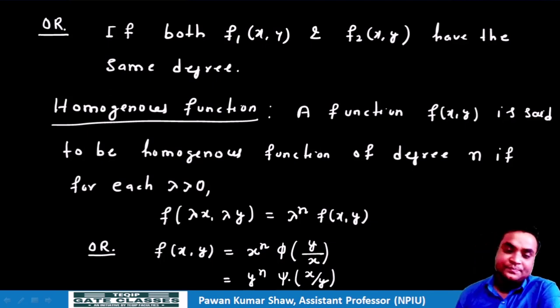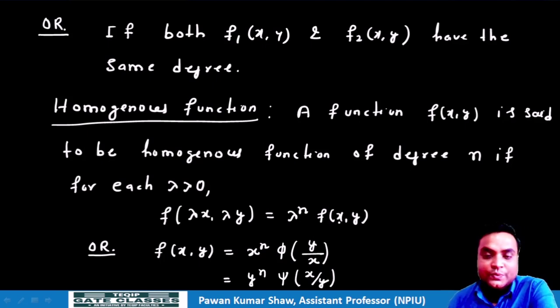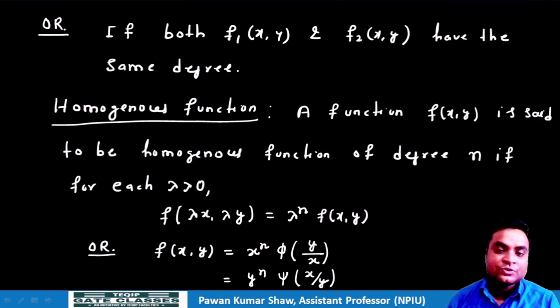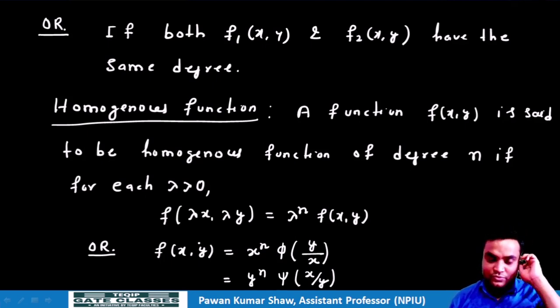So when you try to check whether a function is homogeneous or not, we can use any one of them, and also we can find what will be the degree of the homogeneity. So this is how to check whether a function is homogeneous or not.